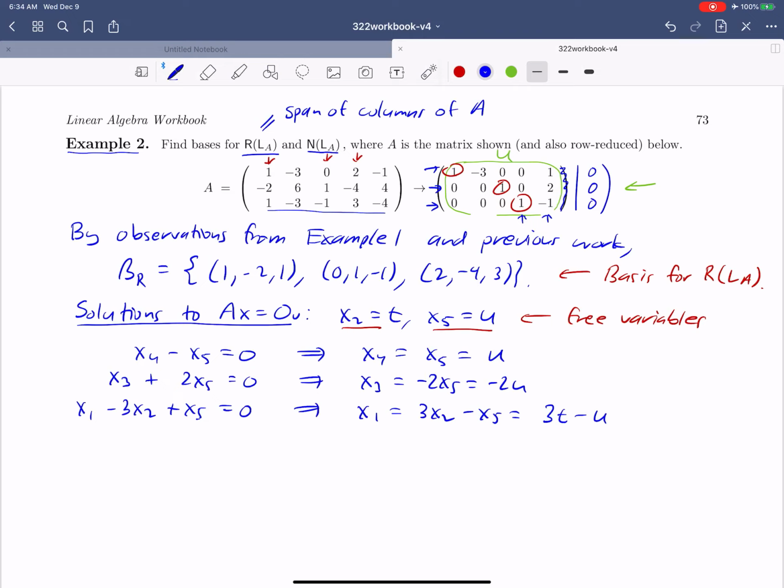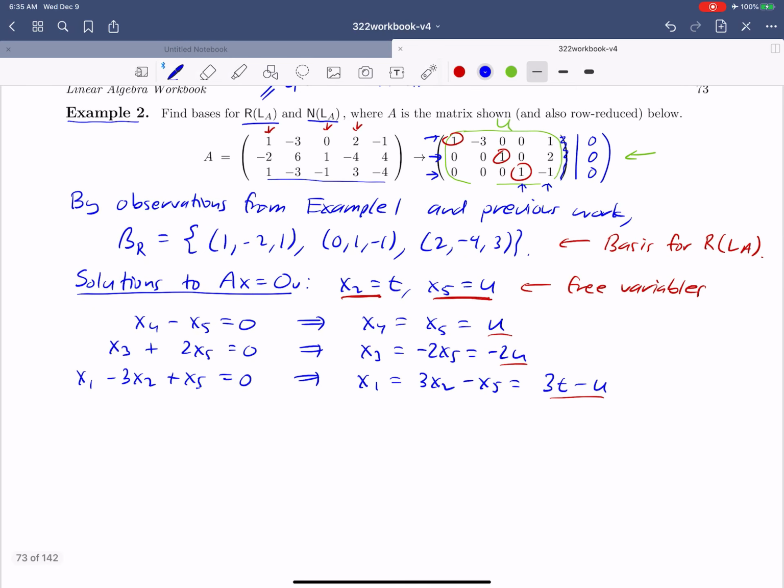All right, so we're just following the same process that we use when we solve a system of equations, and notice that we have values for all 5 of our variables. So x2 and x5 are up here, and then x1, x3, and x4 are those 3 numbers that we just found. So we are in a position now where we can write down our set of solutions.